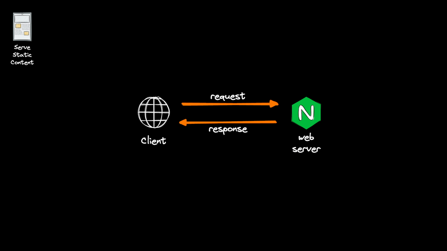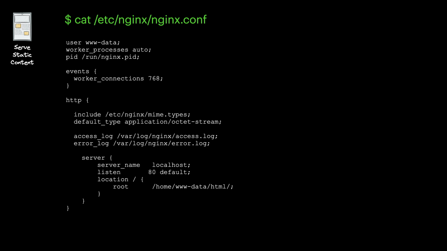Serving static content. One of the simplest usages is acting as a web server for static content. This is a sample config that will make this work. First, the user that will be used for starting the Nginx worker processes is specified. Then comes the number of worker processes. PID specifies where the process ID of the running Nginx master process will be stored.